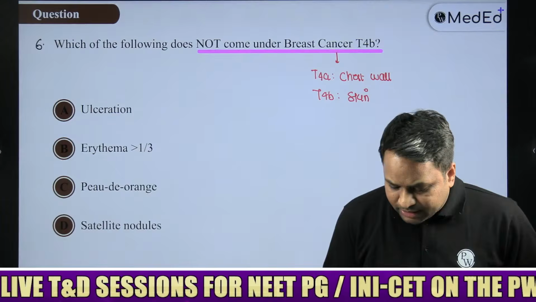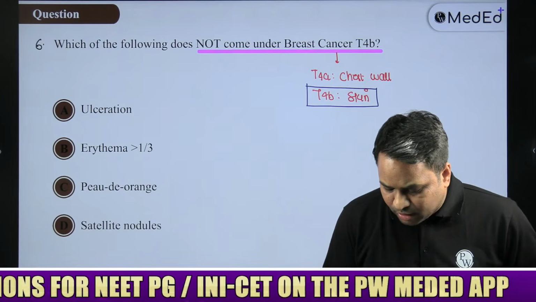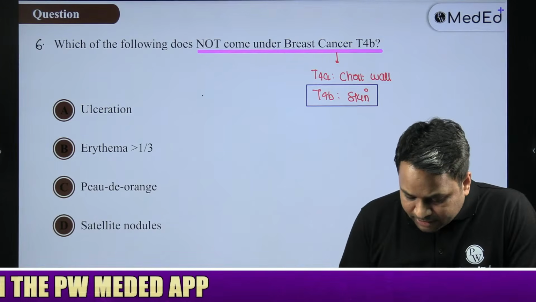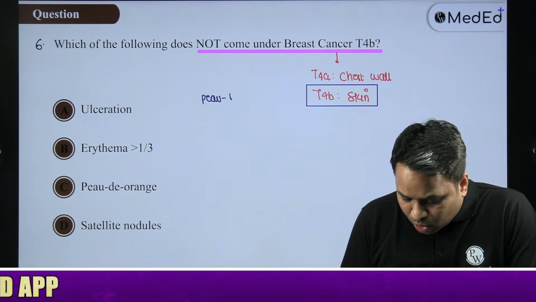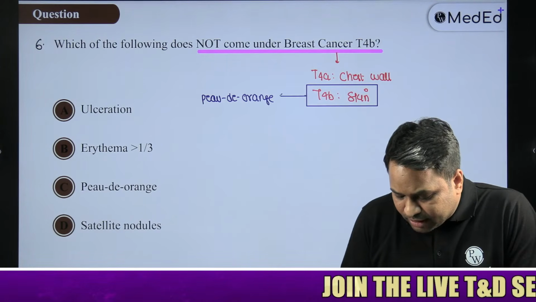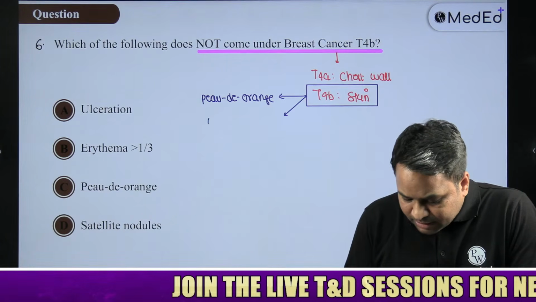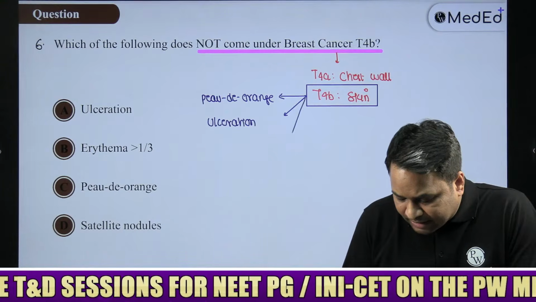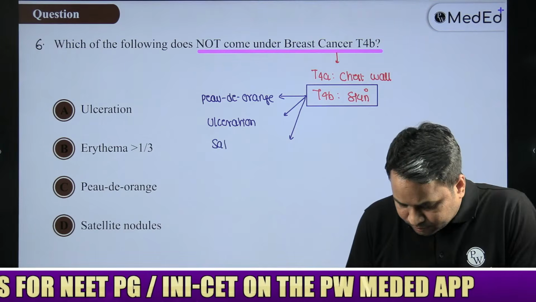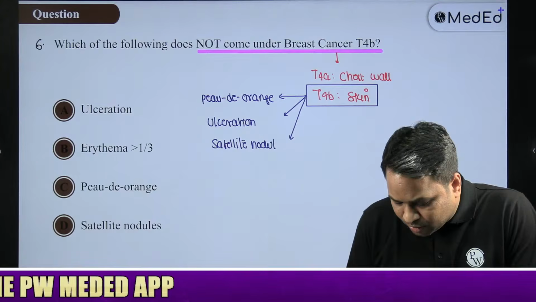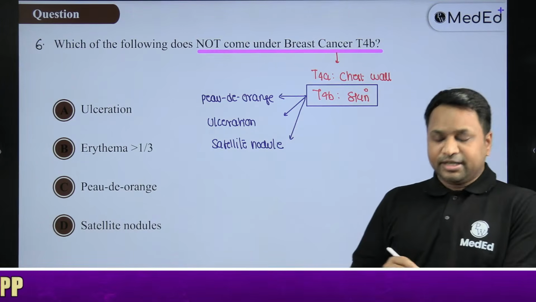But how do you know that the skin is getting involved? Number one, there will be presence of peau d'orange. Number two, there will be presence of ulceration. And number three, there will be presence of satellite nodule. This is how you know the skin is getting involved, right?